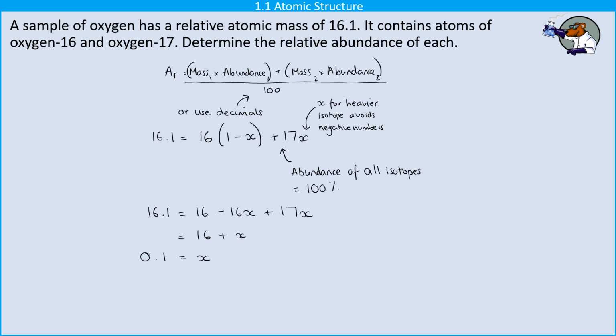So I need to finish off my question by actually telling them what the abundance of the isotopes are. So I'm going to have 10% of oxygen-17, because x was my heavier isotope, remember? And then therefore, because the isotopes have to add up together to be 100%, I've got 90% of oxygen-16.